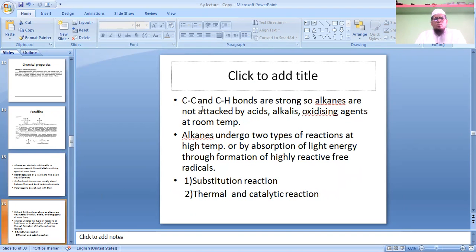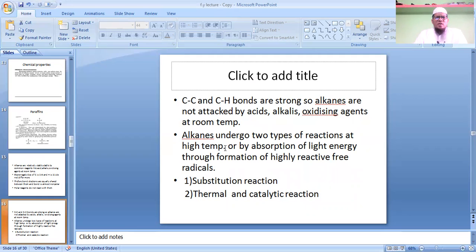Come to next. Alkanes contain two types of bonds, carbon-carbon and carbon-hydrogen bonds. In carbon-carbon bonds there is no difference in the electronegativity, so this bond cannot be disturbed or broken. Both bonds are sigma bonds. In order to break sigma bonds, high energy is required. Therefore, these reactions occur at high temperature.